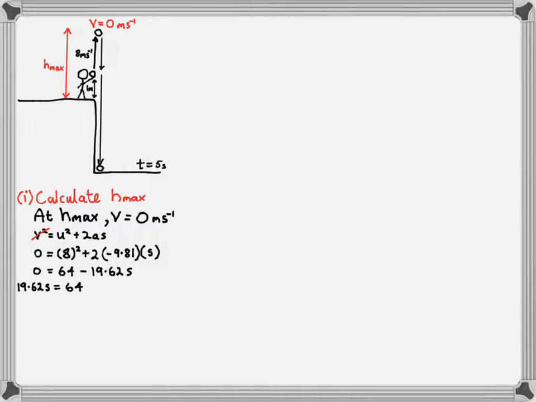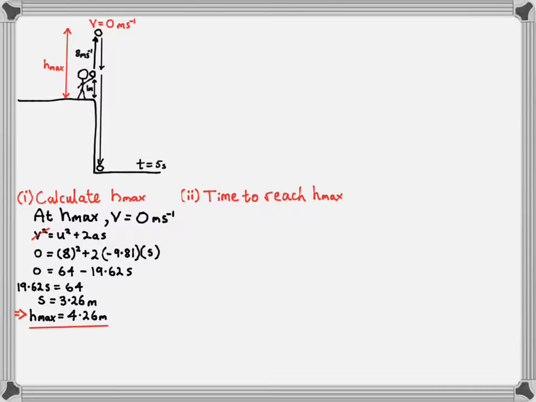So I solve for s, and I get that s is equal to 3.26 meters. But remember, this is giving me, from the moment that the stone left the person's hand, a displacement to this maximum height. So this is the displacement from the starting point to the maximum height. Is that the maximum height from the ground? No, it's not, because he already held the rock 1 meter above the ground before he started. So I have to account for that, and I'll say that h max is equal to 4.26 meters, therefore.